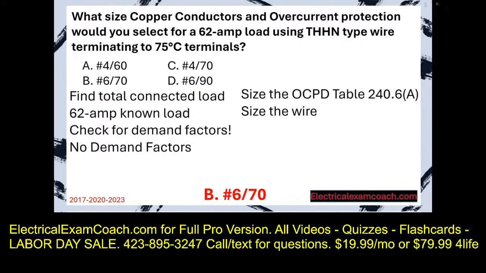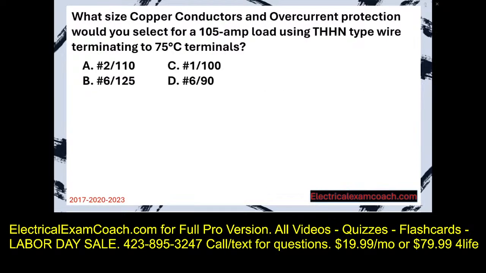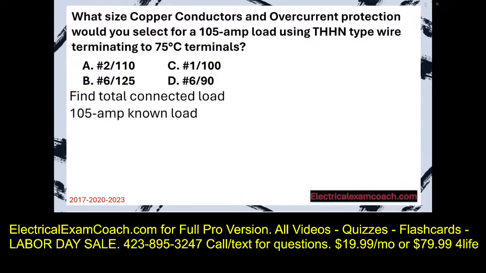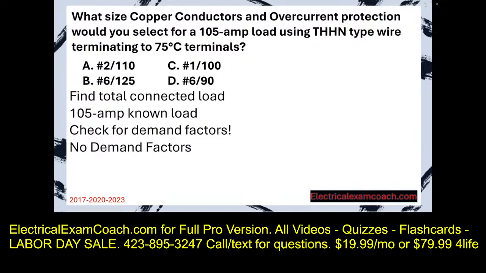Let's get to it. What size copper conductors and overcurrent protection would you select for a 105 amp load using THHN type wire terminating to 75 degree C terminals? Step 1, we're going to find the total connected load. Our starting known load is 105 amps, but we must check for demand factors. It doesn't mention a specific type of equipment or for how many hours that it's running, so in this case, there are no demand factors. First thing we're going to do is size our overcurrent protective device. For that, we head to table 240.6(A) and choose the next standard size up.